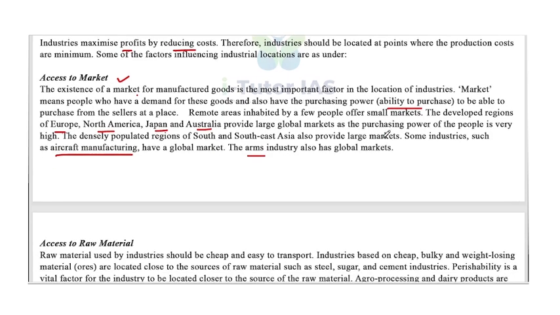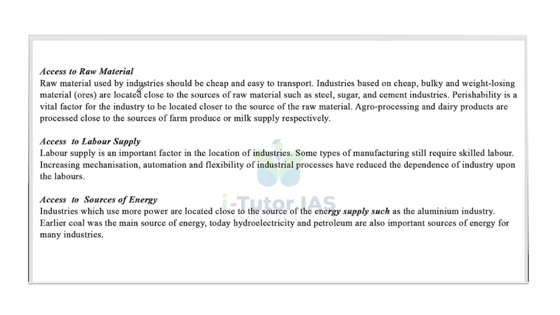Now the second one is access to raw material. Raw material used by industries should be cheap and easy to transport. Industries based on cheap, bulky and weight-losing material, that is ores, are located close to the sources of raw material, such as steel, sugar and cement industries. Perishability is a vital factor for the industry to be located closer to the source of raw material. Agro-processing and dairy products are processed close to the source of farm produce or milk supply respectively. Okay, so that is access to raw material.